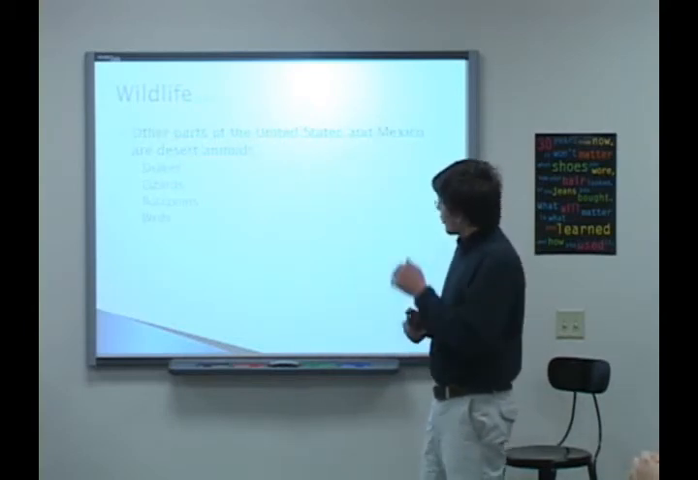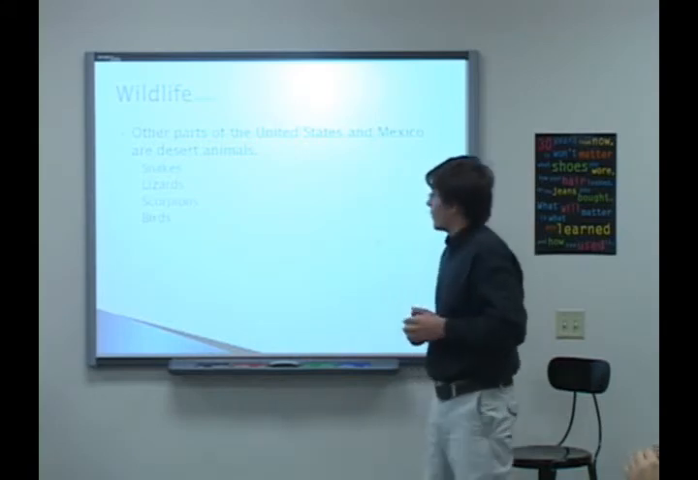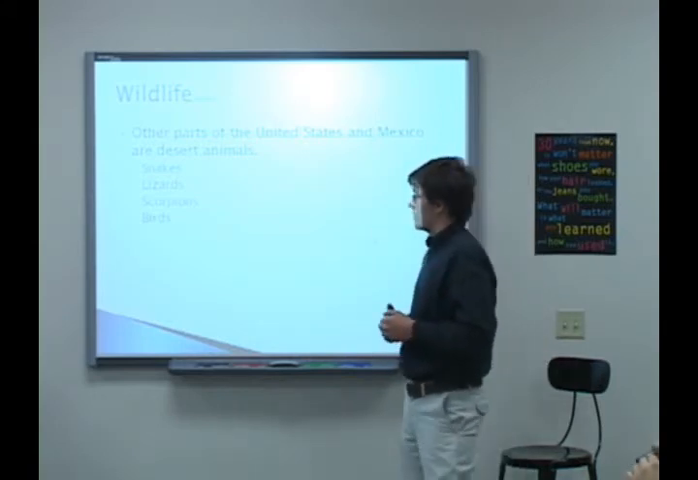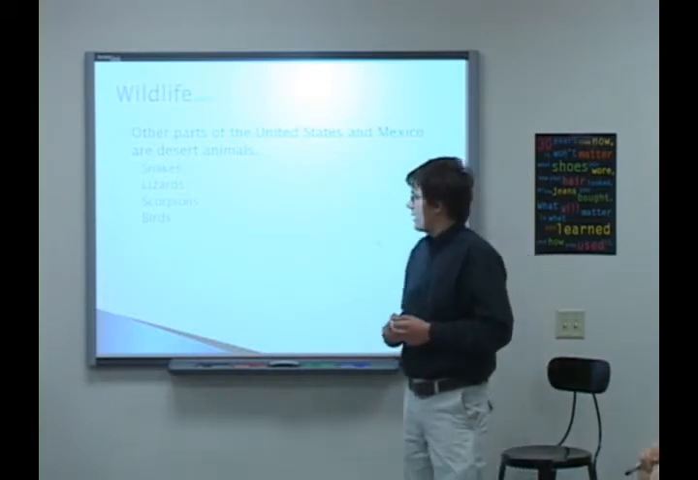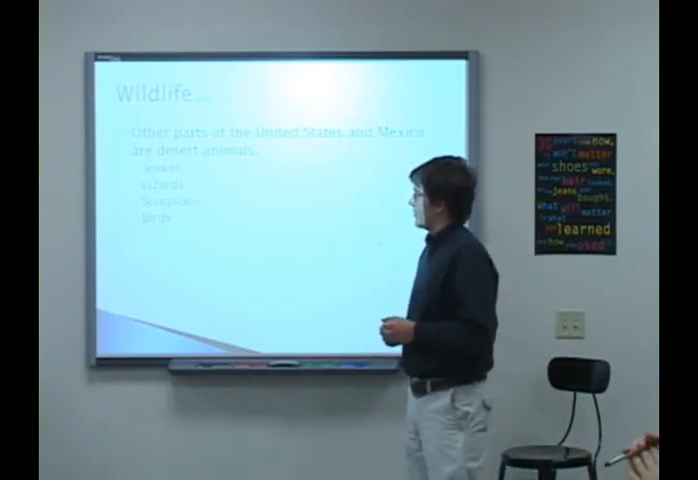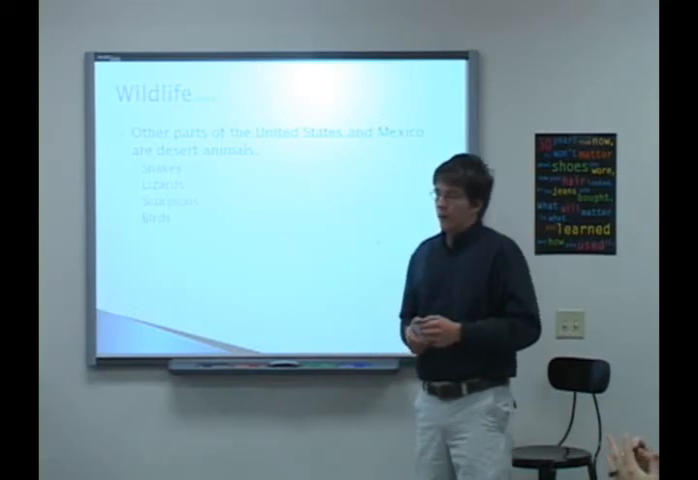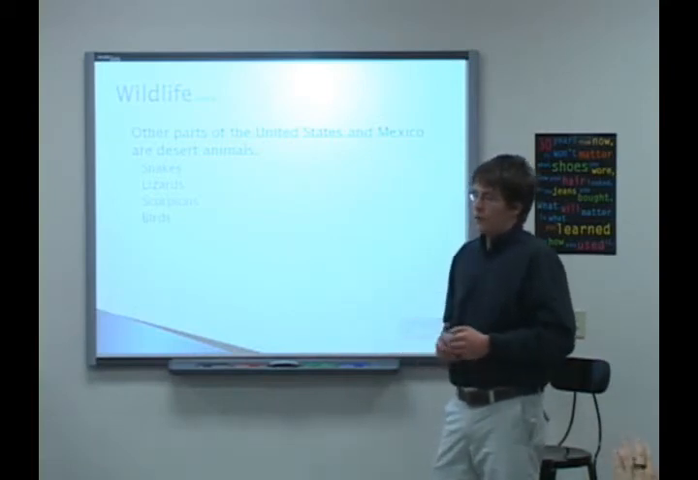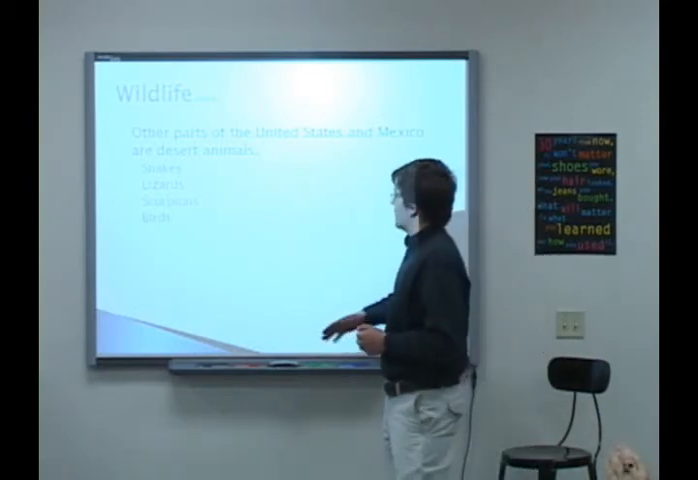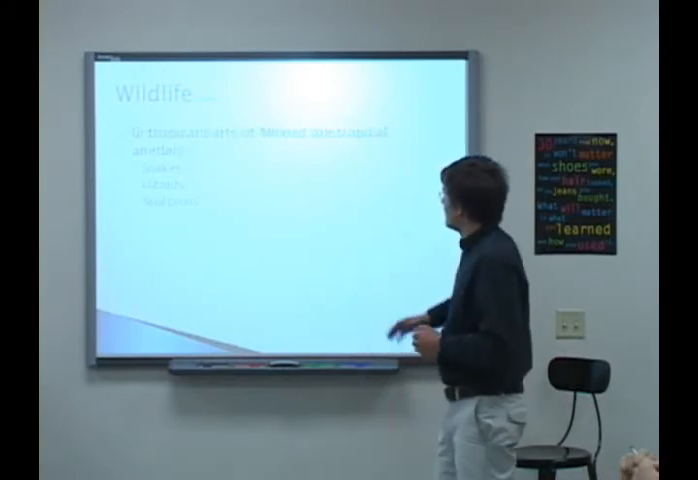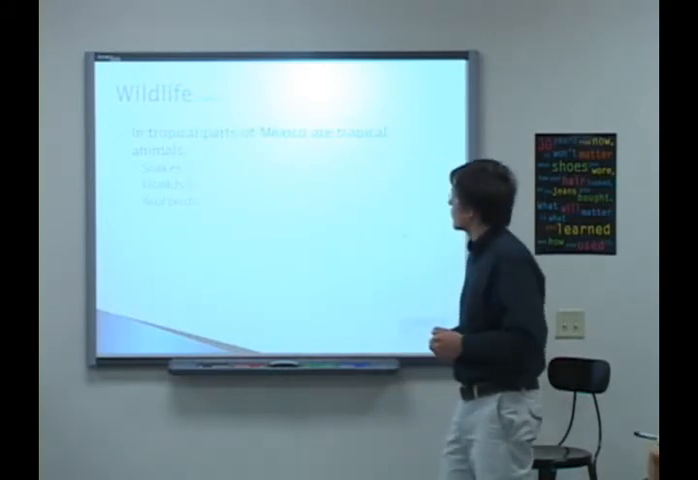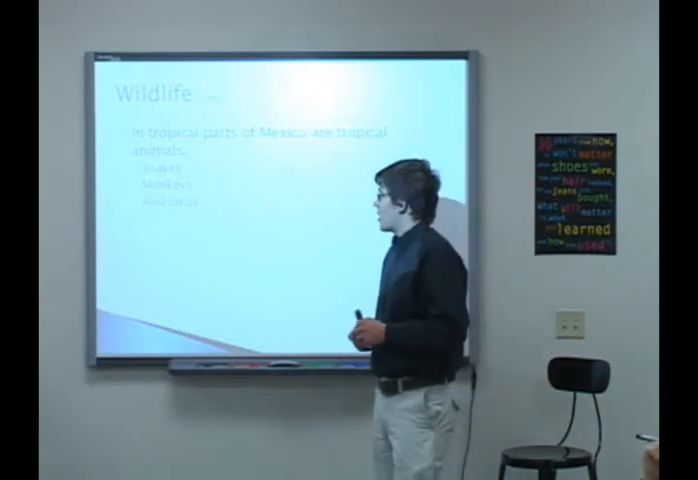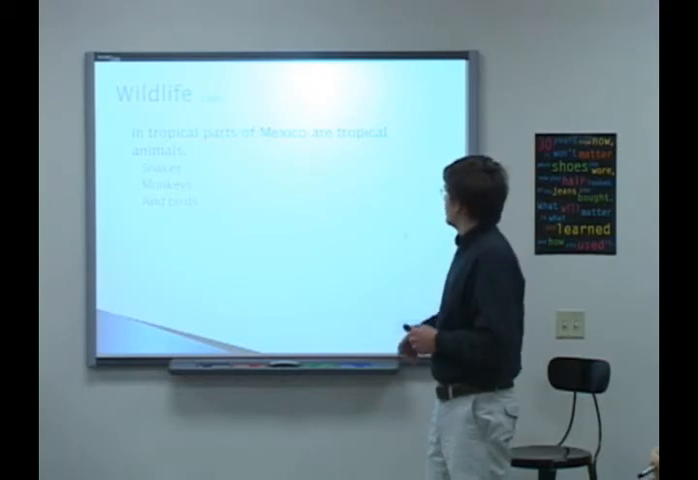In other parts of the United States and Mexico, there are desert animals like snakes, lizards, scorpions, and birds. There's not a lot of life. It's kind of hard for a lot of animals to survive because of the conditions they're in. In the tropical parts of Mexico are tropical animals like tropical snakes, monkeys, and birds.